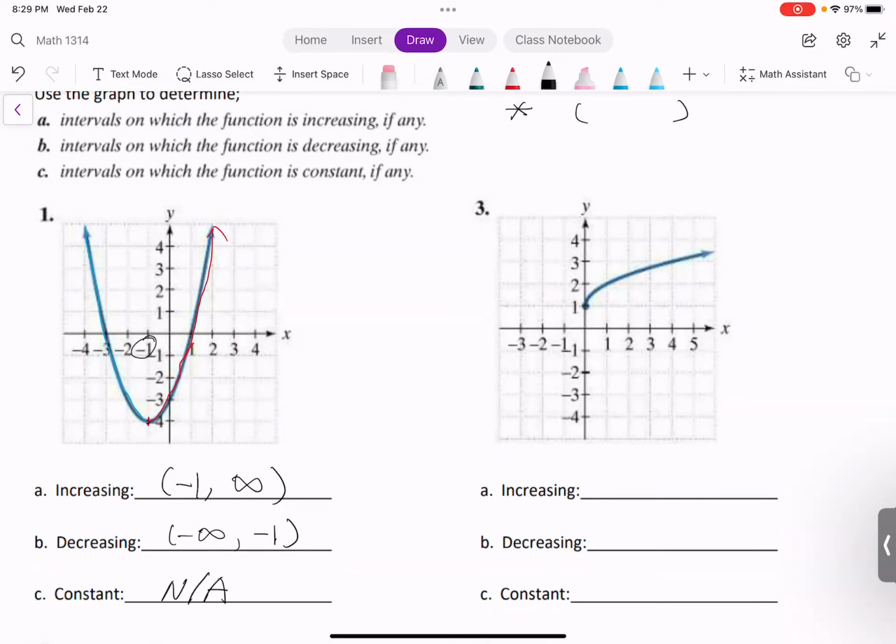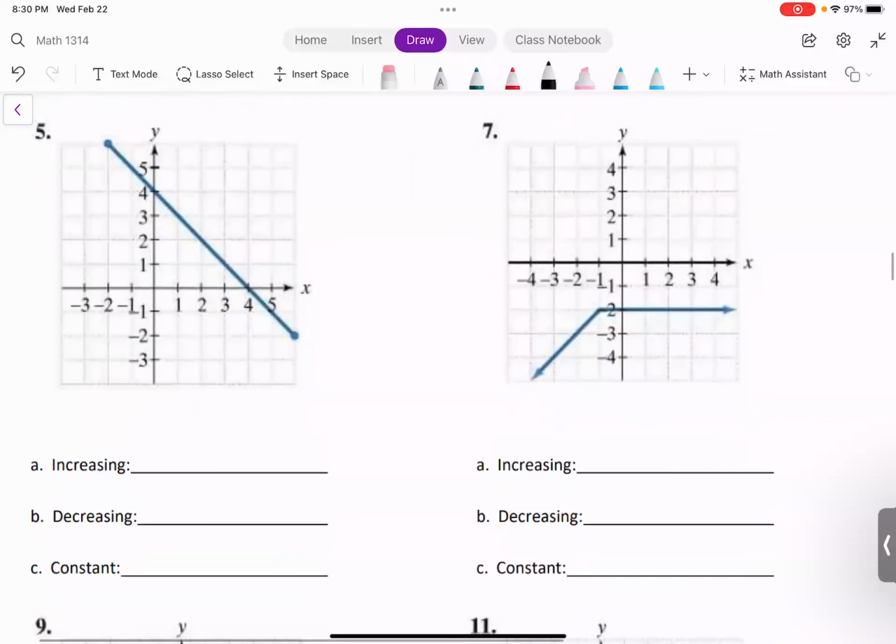Let's see the second graph, increasing interval. From the first point all the way up, we only have one curve going up, one behavior, that's increasing behavior. So the increasing interval is all the x values from 0 to infinity. And here, be careful, we have parentheses for all the increasing and decreasing intervals. No decreasing and no constant.